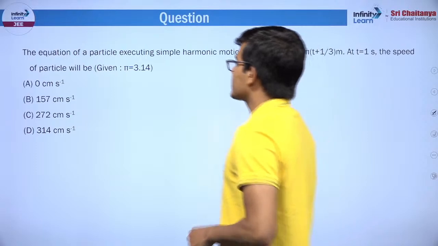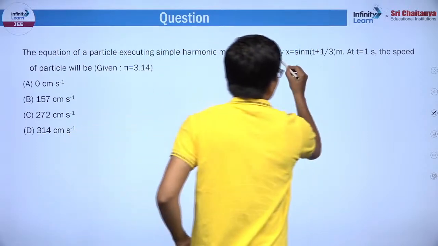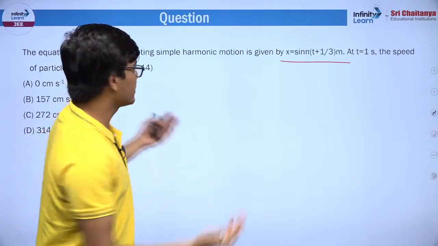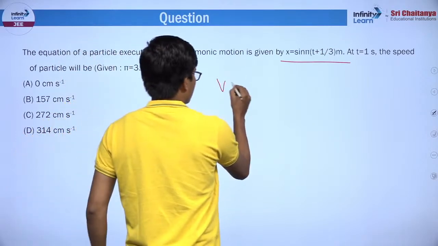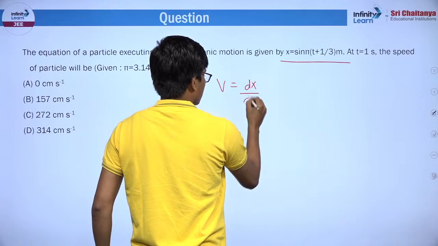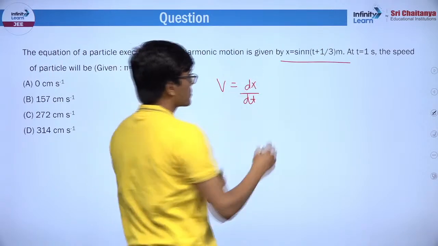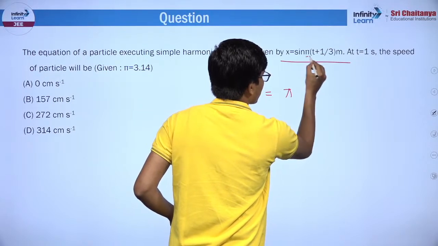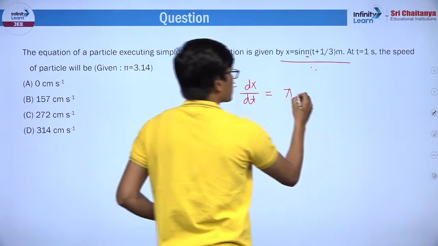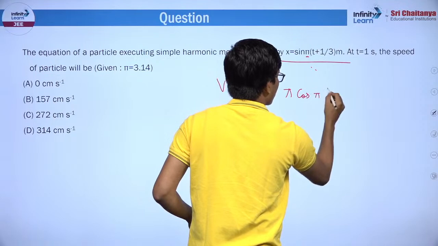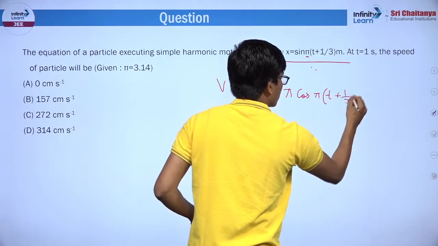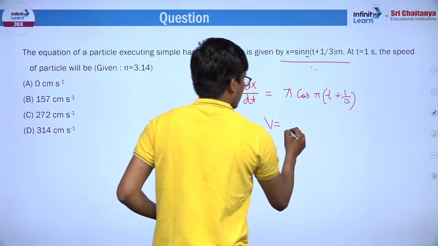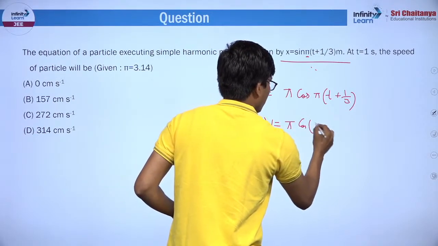Yeah. The next question is, you are having a position with respect to time. Now, SHM or straight line, what do we mean? We just need the speed. So speed is dx by dt if you know the position. So just differentiate this expression with respect to time. The coefficient of t is pi. It will come out, right, by the chain rule. So you can write pi cos of (pi t plus pi by 3). And the time is given to you 1 second. So just put here pi cos (pi plus pi by 3).